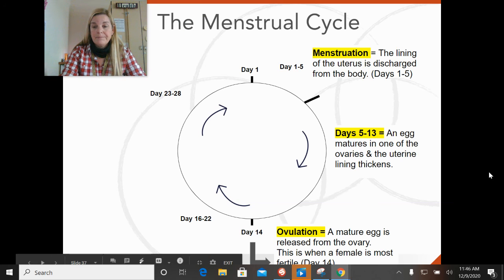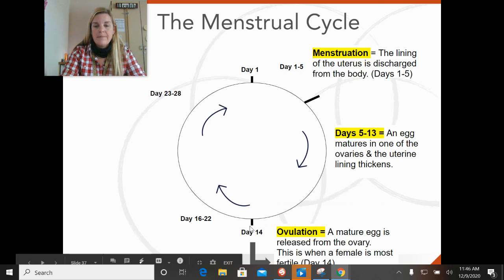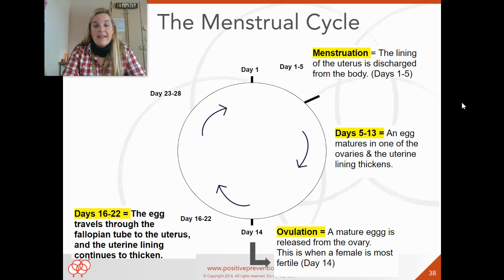Day 14 is when we have a mature egg released from the ovary. This is called ovulation, and this is when a female is most fertile or most likely to get pregnant if she was to have intercourse, right around day 14. The next few days are days 16 through 22, and this is when the egg is traveling through the fallopian tube to the uterus, and the uterine lining continues to thicken.